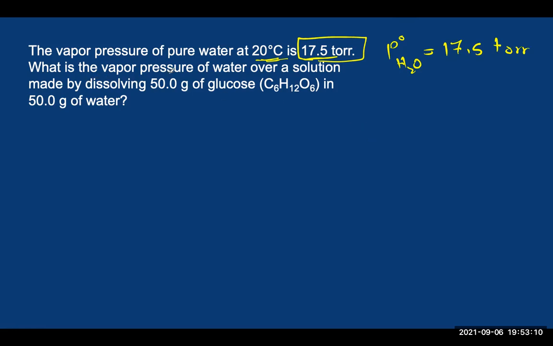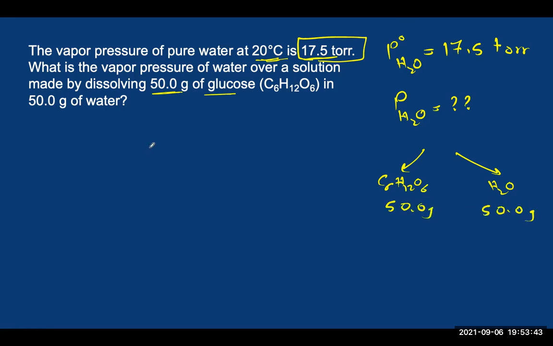And what is the vapor pressure of water over a solution? So it means that here water will be in a solution. This is the vapor pressure for the water inside the solution, which is unknown. The solution is made by dissolving 15 grams of glucose, C6H12O6, in 15 grams of water. So we have two components of the solution. We have the solvent, which is H2O, and the solute, which is C6H12O6. We have 50 grams of each one of them.